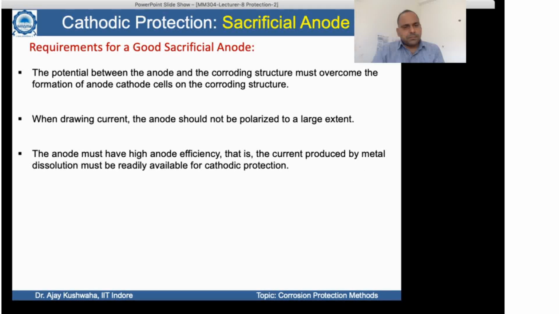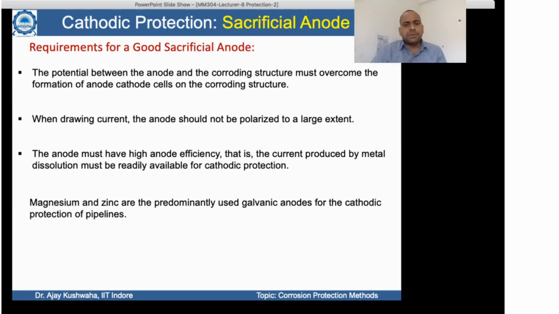The third point is that the anode must have high anode efficiency, that is, the current produced by the metal dissolution must be readily available for cathodic protection. The idea is that it should not be very small or very big. It should be compatible with the structure. Whatever metal you are going to protect is generating some current, right? So the sacrificial anode should be able to handle that much current. It should be efficient to work as per the material. So as per the design or size of the material you want to protect, the sacrificial anode should be designed.